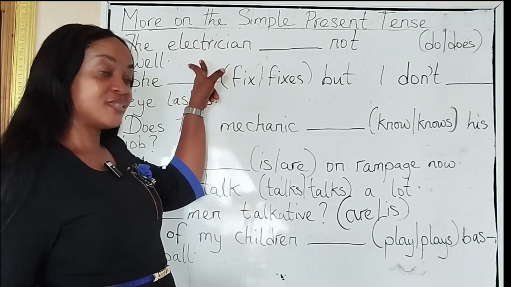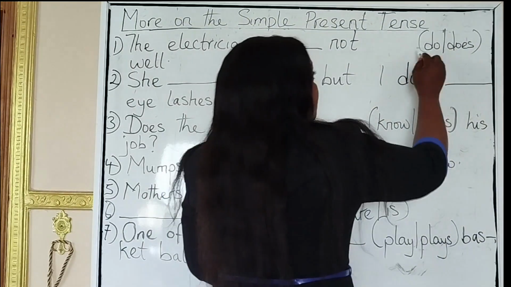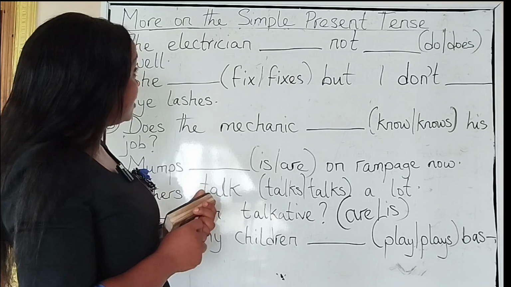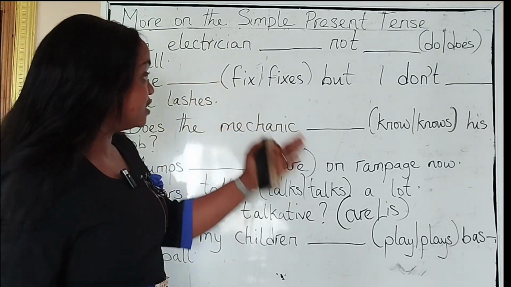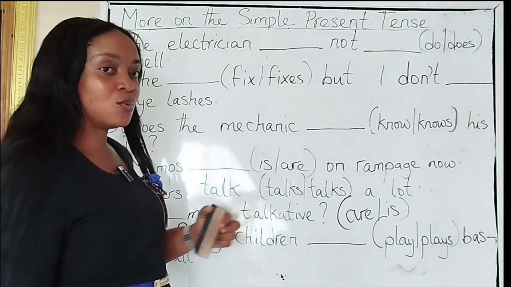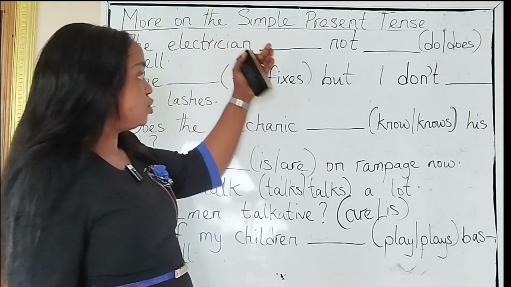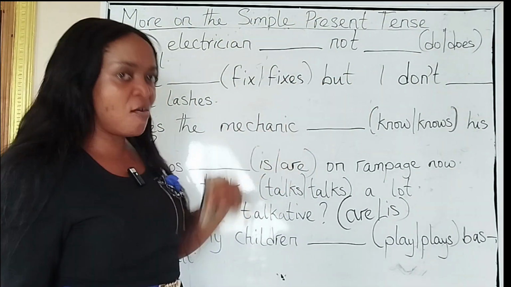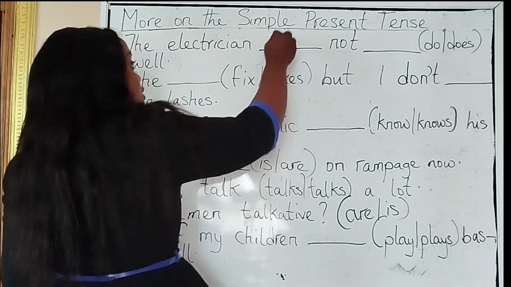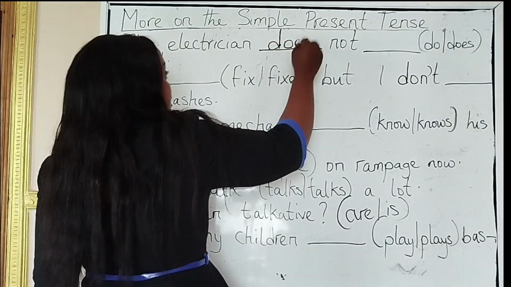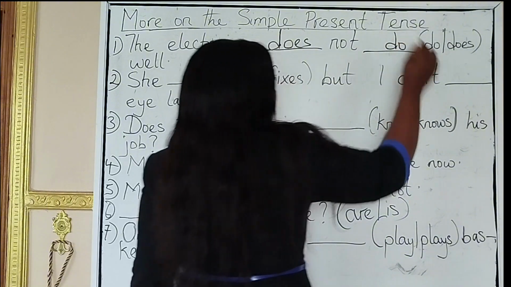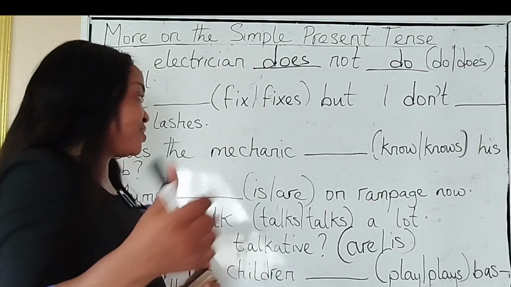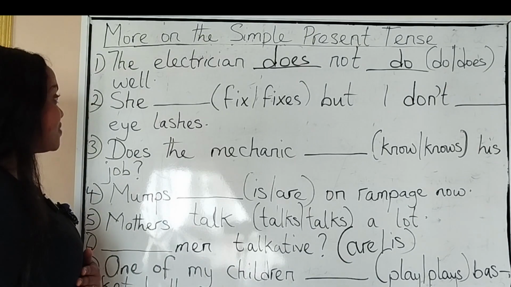The electrician, and we're going to make use of these two words, these two verbs. So the electrician does not, do not. What do we say? Do we say "do not does" or "does not do"? Of course, the answer is does not do. Beautiful. The electrician does not do well. Correct. Let's go to the next.